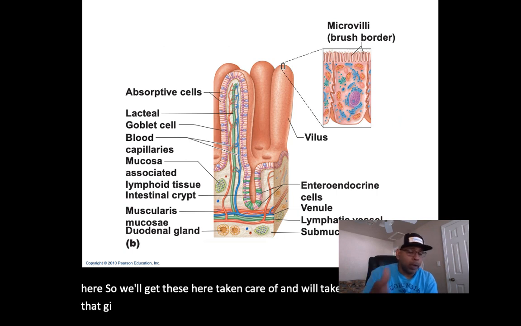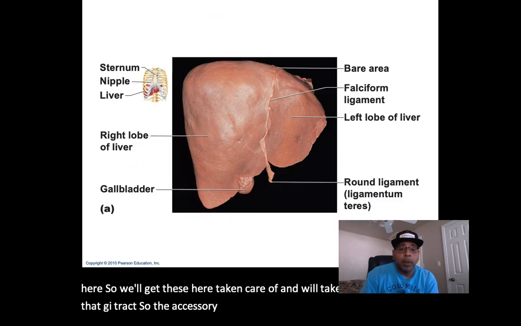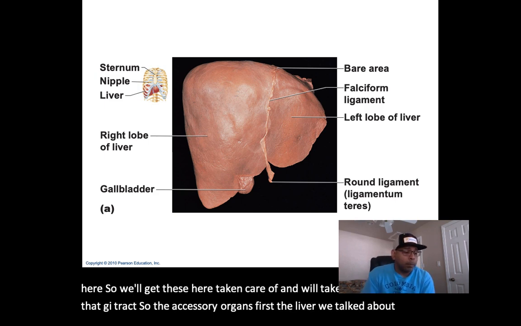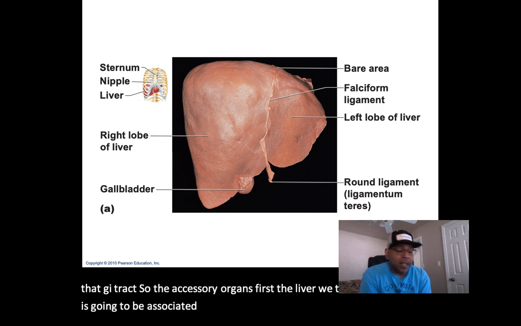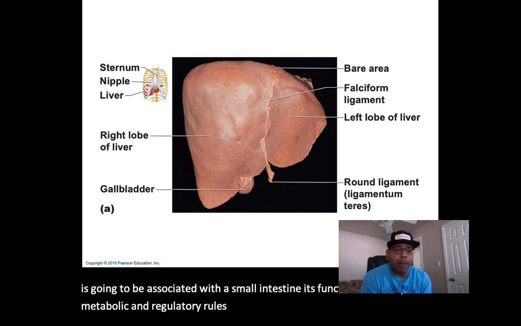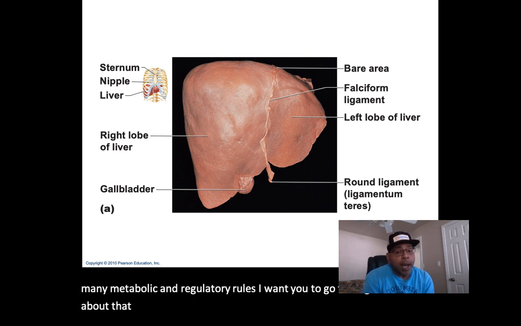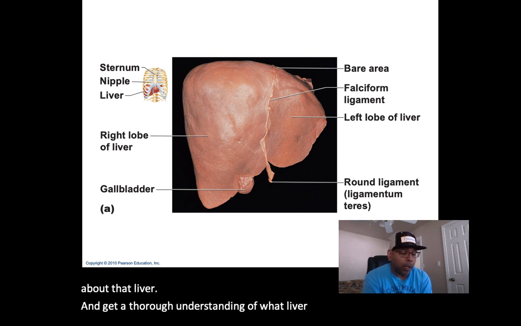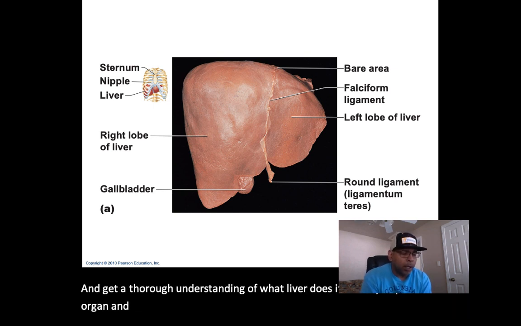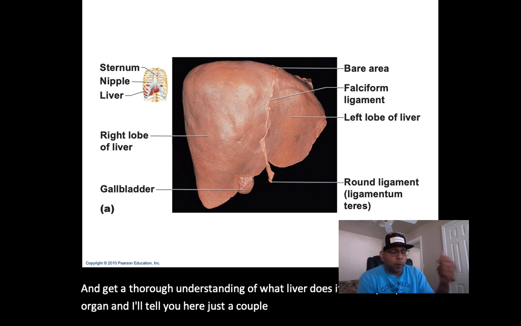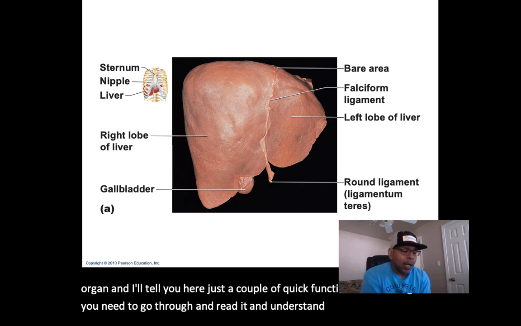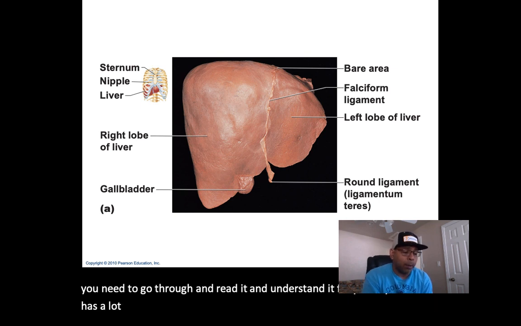So the accessory organs, first, the liver. The liver is going to be associated with the small intestine. Its function, it has many metabolic and regulatory roles. I want you to go through and read all about that liver and get a thorough understanding of what that liver does. It's a very important organ. And I'll tell you here just a couple of quick functions. But again, you need to go through and read it and understand it fully. Here you'll see it has a lot of metabolic and regulatory roles. That's what I want you to understand.